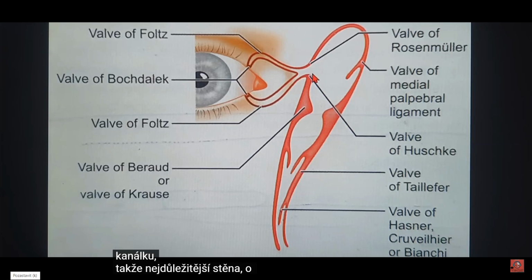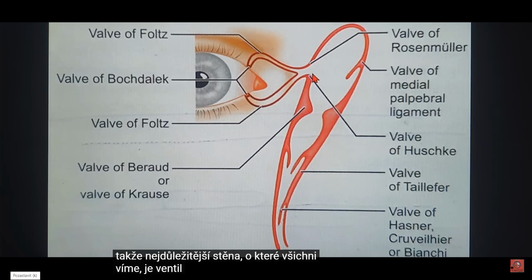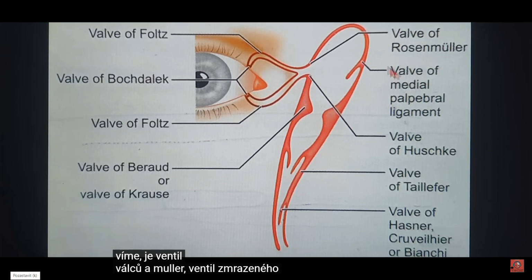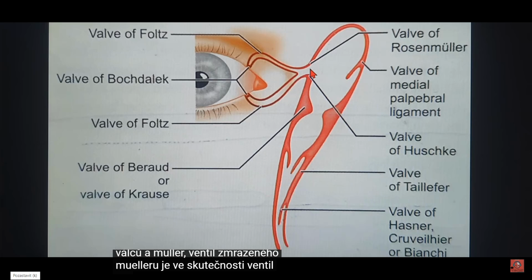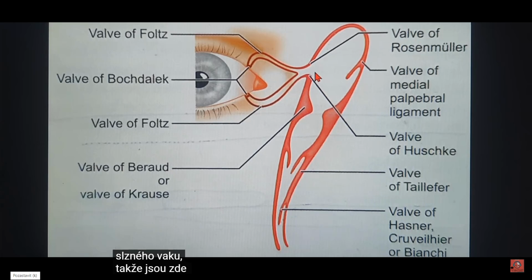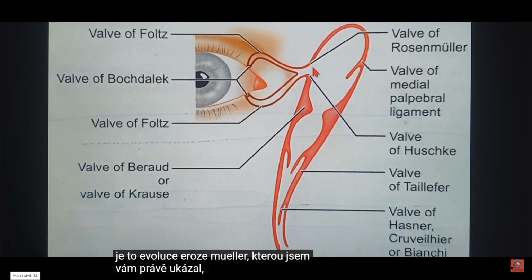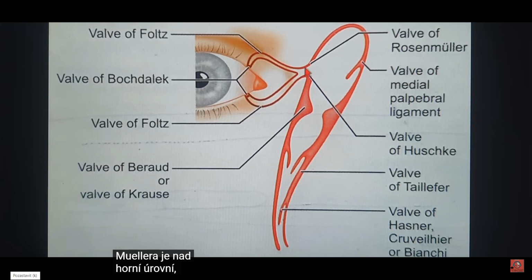So the most important valve which we all know about is the valve of Rosenmuller. The valve of Rosenmuller is actually the valve at a superior level at the region where the common canaliculus opens up into the lacrimal sac. There are two very important valves we should remember: the valve of Rosenmuller, which I just showed you, and the valve of Hasner, which is at the most inferior aspect right here. The valve of Rosenmuller is above, at the point where the common canaliculus opens up into the lacrimal sac.